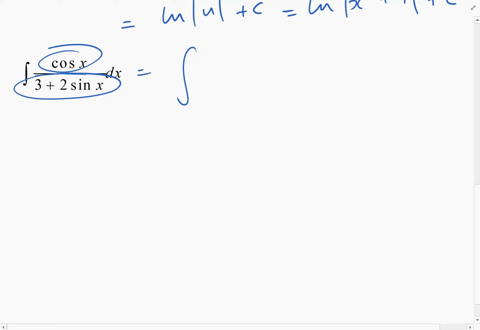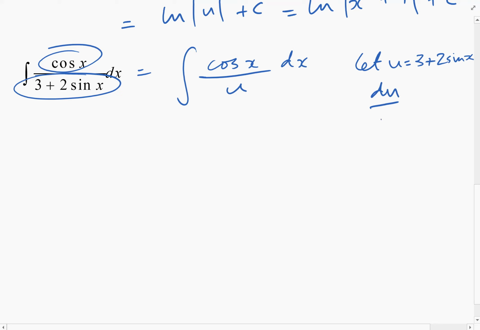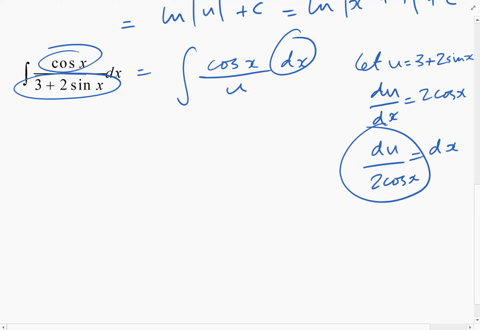So we're integrating cos x, and we're going to let u equal the denominator, 3 plus 2 sine x. And so that's u. This is dx. So du by dx is going to be 2 cos x. Rearranging this to get dx on its own, we'll get du over 2 cos x equals dx. So this replaces that.